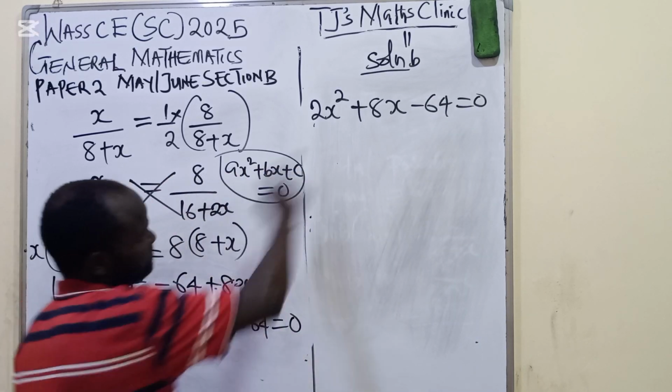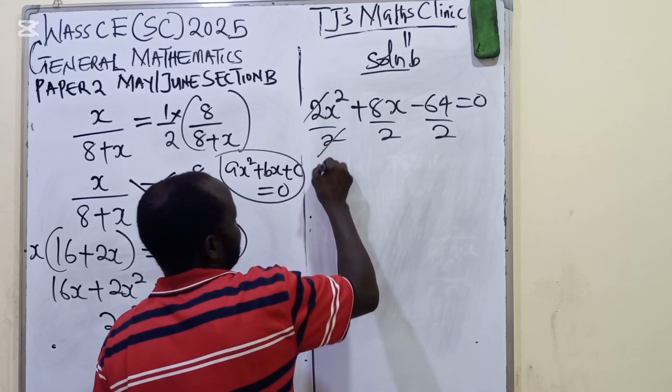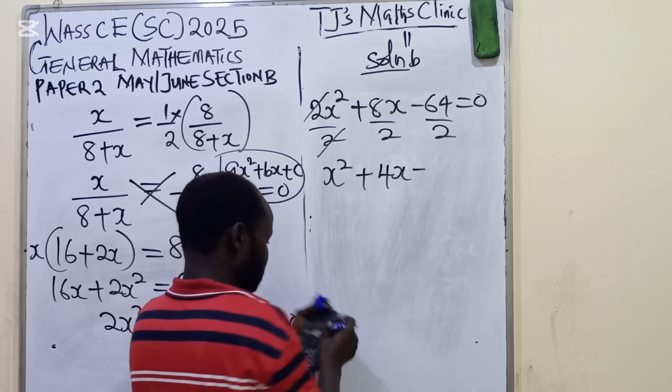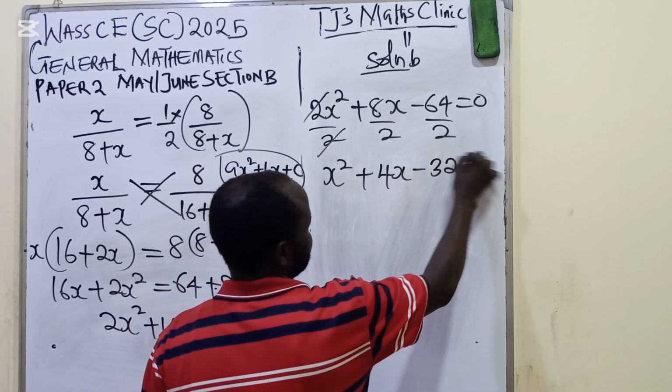We can reduce this. Let's divide through by 2 to reduce it. Let's divide through by 2 such that we have x squared plus 8 divided by 2 is 4x minus 64 divided by 2, that's 32 equals 0.